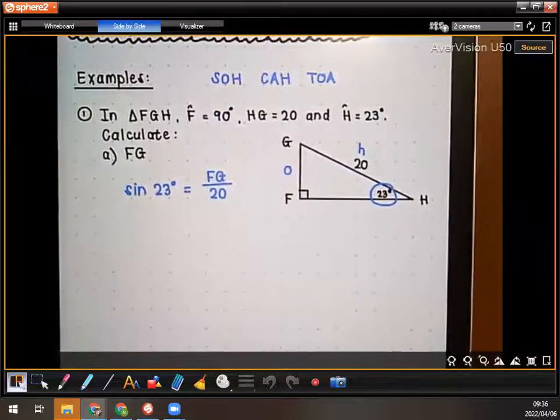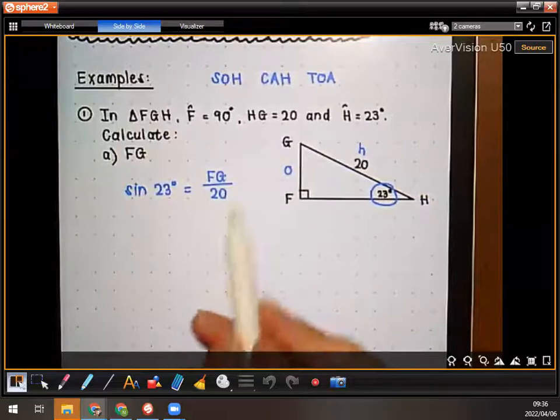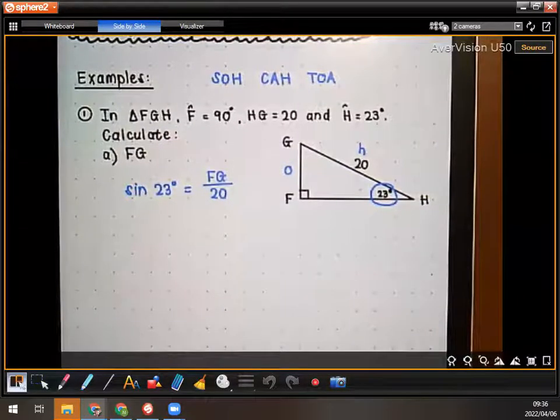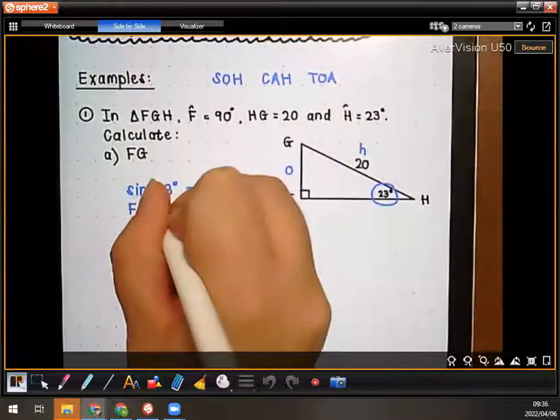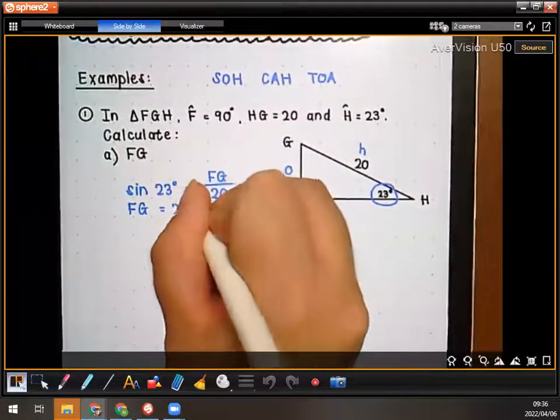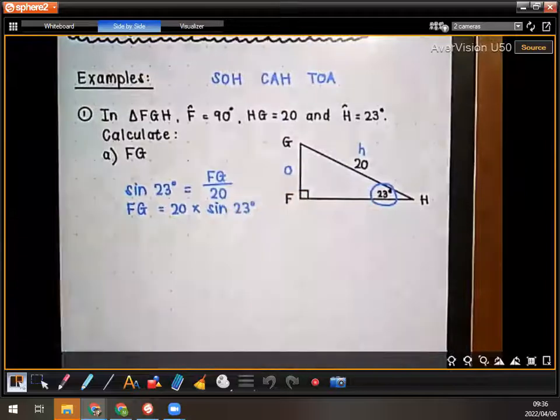So guys, you need to look at the triangle and identify what information you have. That is going to help you decide which trig ratio to use. How can I now make FG the subject? How can I get rid of that 20? I'm saying FG divided by 20. When I move it, I'm going to have to times by 20. So FG is going to be 20 times, you don't actually have to write that times, but you can if you want, 20 times sine 23.